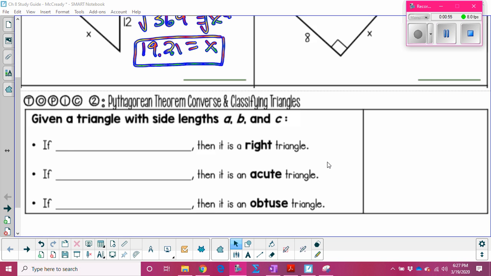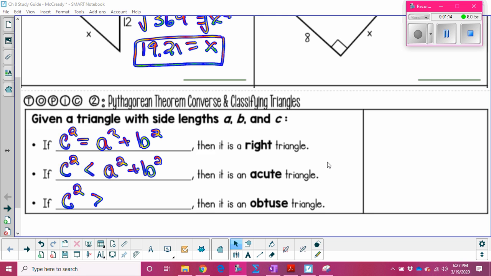Okay, so let's look at the Pythagorean theorem converse in classifying triangles. Okay, so if you have that c squared equals a squared plus b squared, it's a right triangle. If you have that c squared is less than a squared plus b squared, then it is an acute triangle. If you have that c squared is greater than a squared plus b squared, then it is an obtuse triangle.